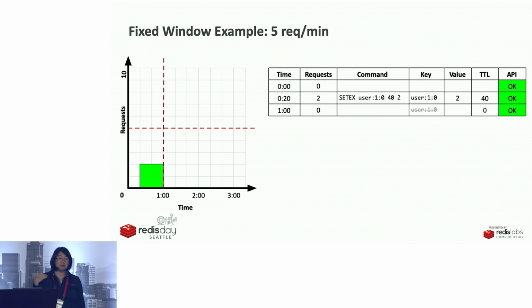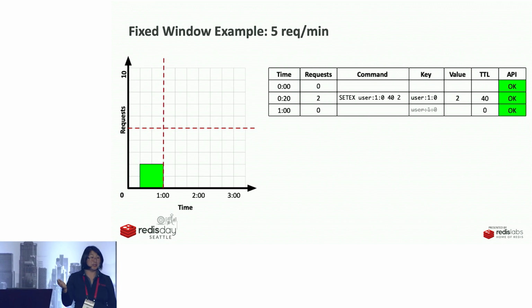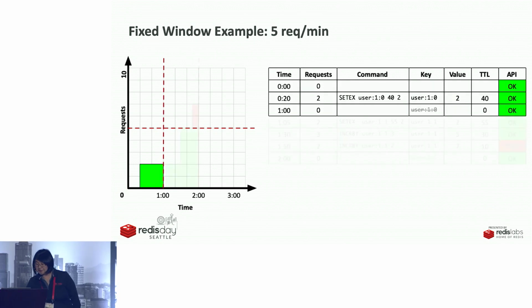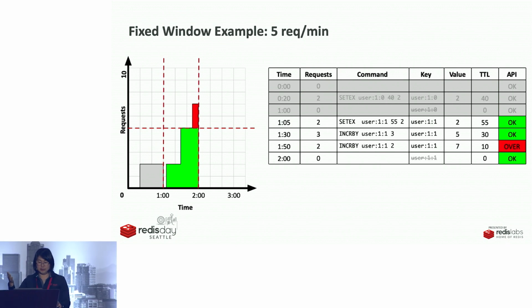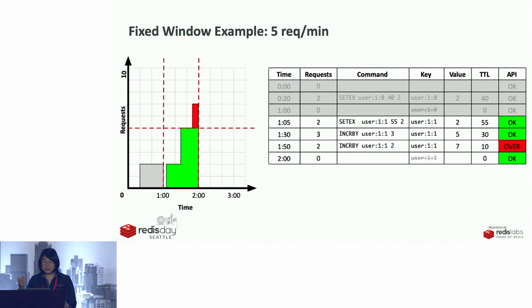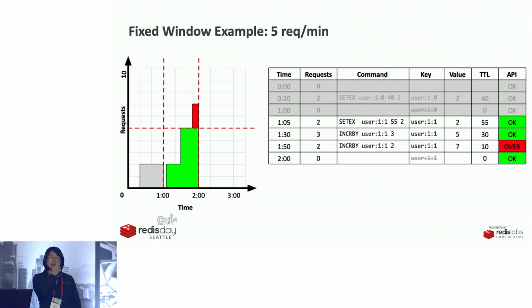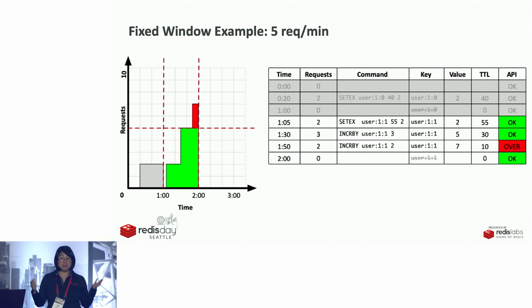And at the end of that minute, should we approve this? Yeah, 5 requests per minute, you're allowed, so off you go. Then in the next window of time, at 1:05, I set the 2 incurs, and then at 1:30, I had 3 more requests. That is also approved because it's equal to 5. And at 1:50, they try to do it again. Violation, so we say no. Then at 2 minutes, Redis automatically expires the key. You didn't have to do anything.